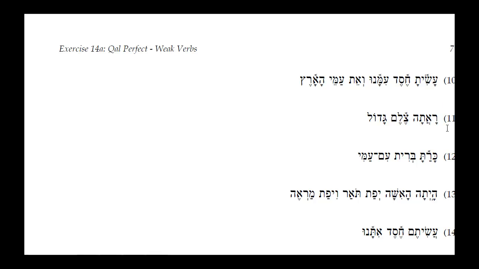Number 11 we have here is ra'atha selam gadol.